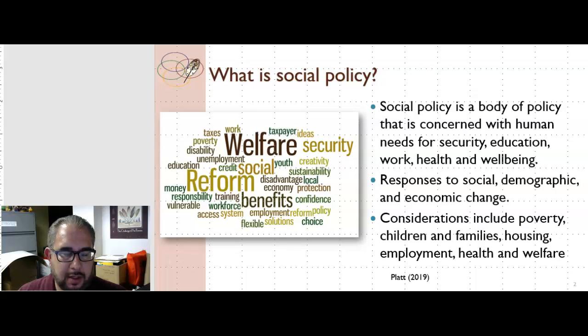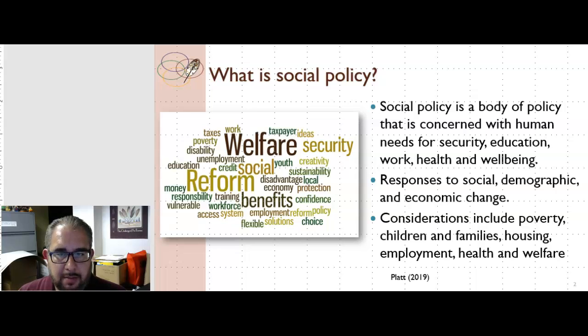Social policy is a body of policy that's concerned with human needs for security, education, health, well-being, focused on the impacts and social impacts that policy has. Policies are responses to social, demographic, and economic change. And considerations include poverty, children and families, housing, employment, health and welfare.